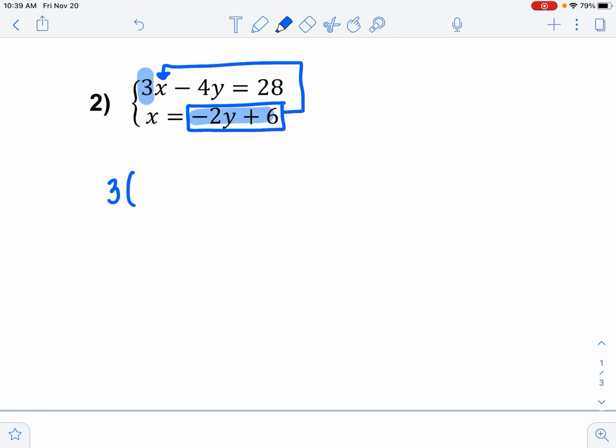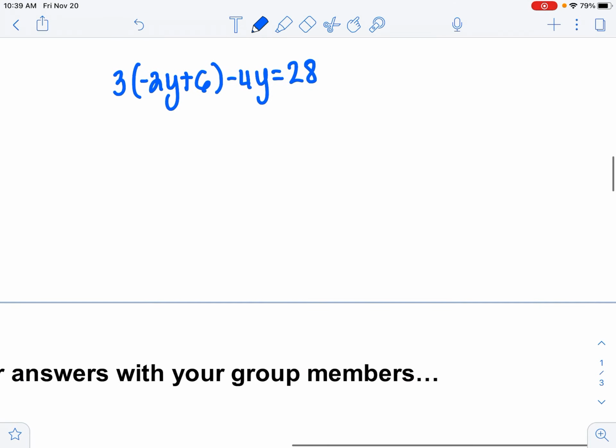So now I'm going to rewrite this equation. I'm going to write the 3. But then instead of writing x, I have to write negative 2y plus 6. So make sure you put it in parentheses because you need to distribute to that at some point. Then I'll continue writing the rest of this. So I have minus 4y equals 28.